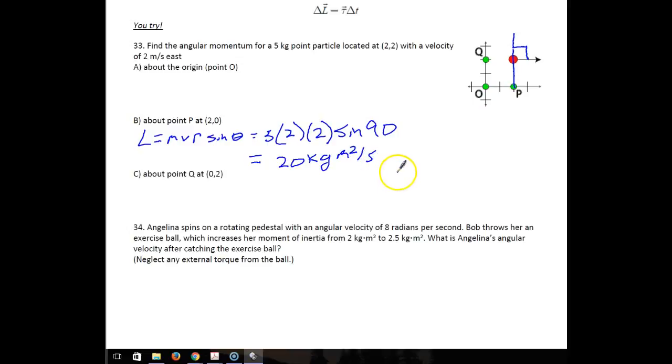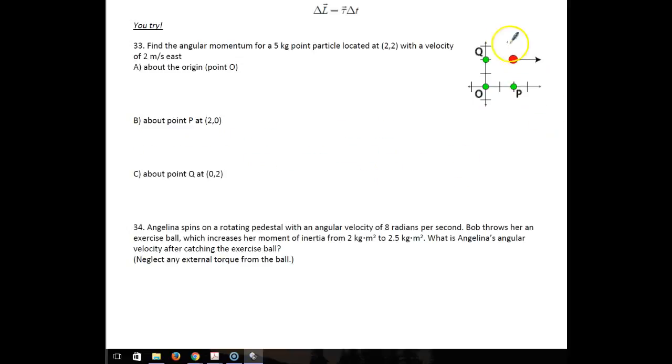If I look at the angular momentum standing at Q, so now I'm looking at the particle and it's going away from me. Because it's going away from me, there is no angle. And because there's no angle, when I do MVR sine of the angle, since this angle is 0, this whole thing becomes 0, and my final answer here is 0. It doesn't have any angular momentum if I'm standing at a point where it's going away from me.